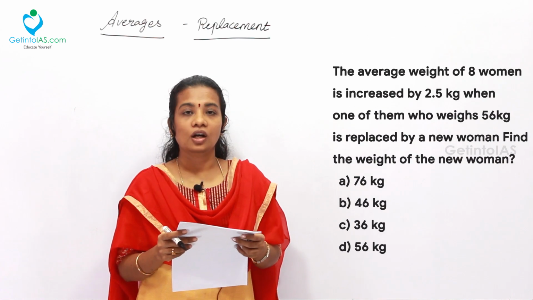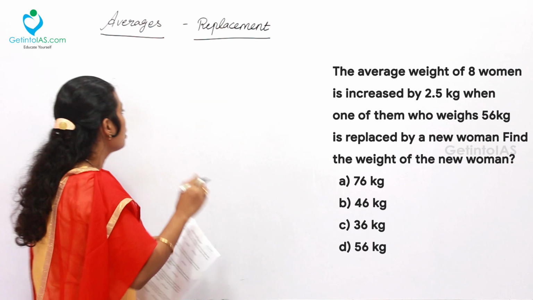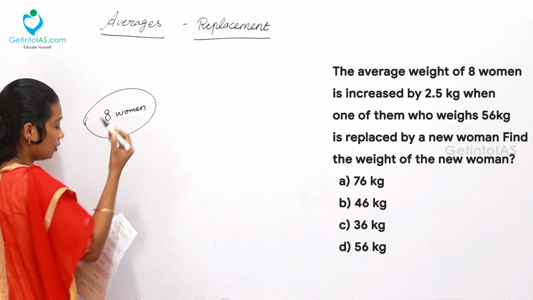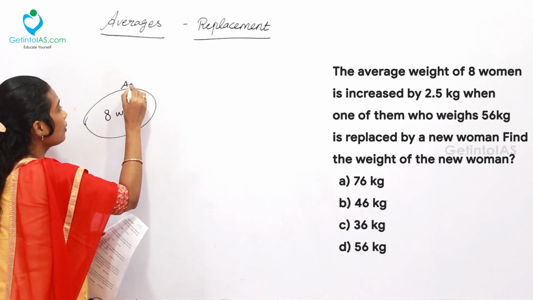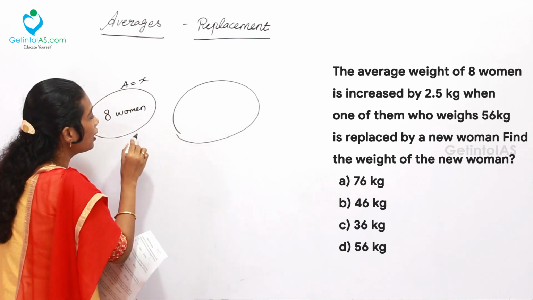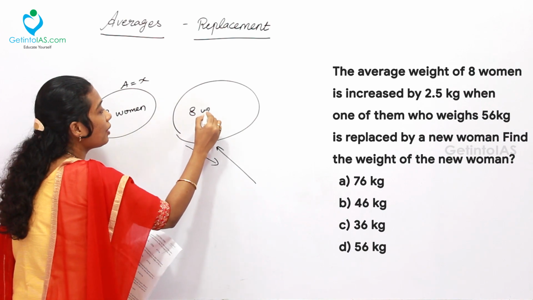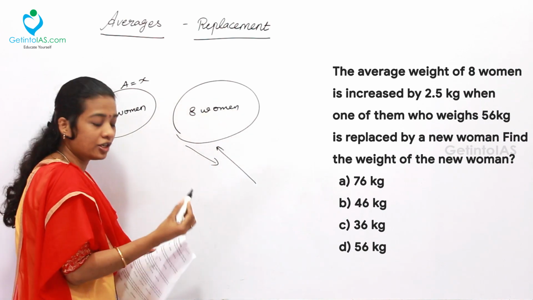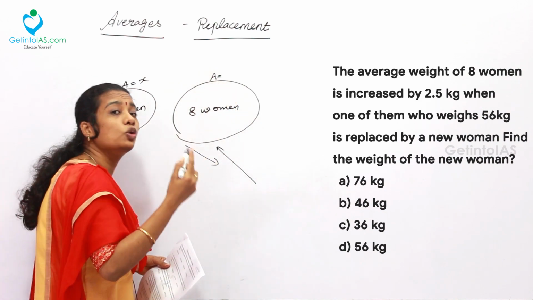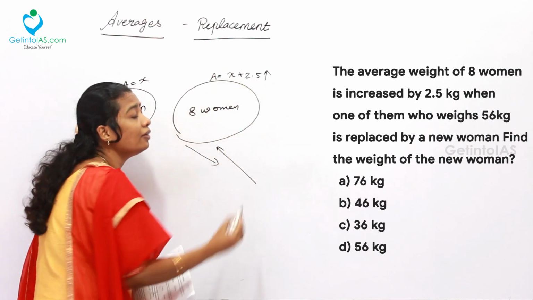The next problem, the average weight of 8 women is increased by 2.5 kg. So in a group, there are 8 women. Their average weight will be, say, X. Out of the same 8 women, one is going out and at the same time another one has joined. Now the number of women is 8, which remains the same. Then the average is increased by 2.5 kg. So X plus 2.5 kg increase.